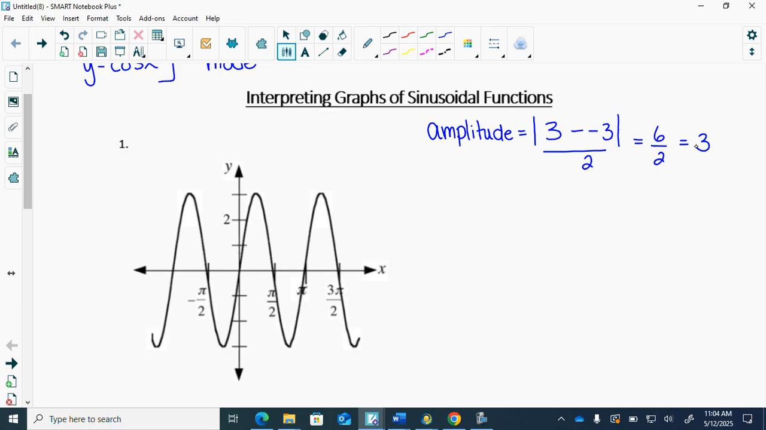We could also just count the vertical distance and divide by 2. If I start at the bottom, this would be 1, 2, 3, 4, 5, 6 is the vertical distance. So the amplitude would be 3, half that vertical distance. From the minimum to the maximum was a distance of 6, so it would end up being 3. The absolute value and the minus sign take into account negative values. So the amplitude is 3. Let's go to the next one.